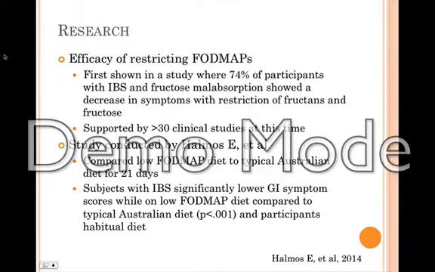A study conducted by Halmos et al. compared a low FODMAP diet for 21 days to a typical Australian diet for 21 days. Results from this study concluded that the subjects with IBS had significantly lower GI scores and symptom scores while on the low FODMAP diet intervention when compared to the typical Australian diet.